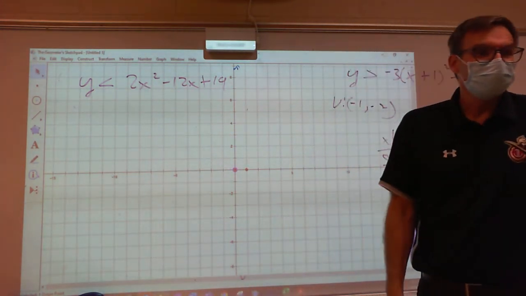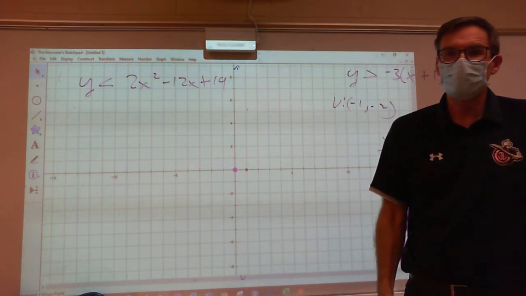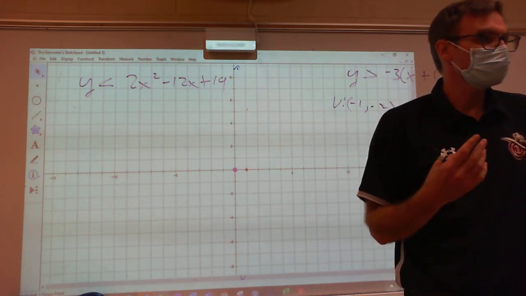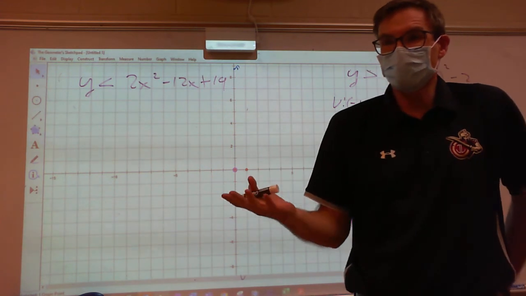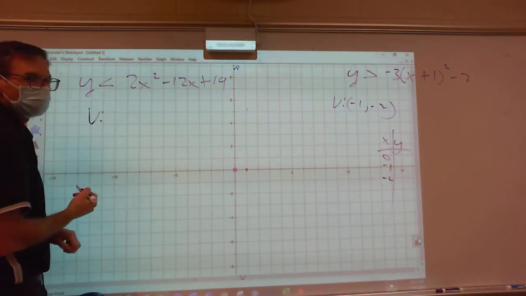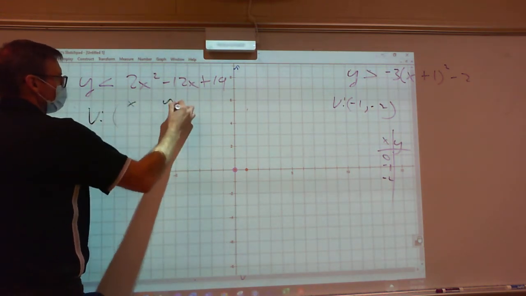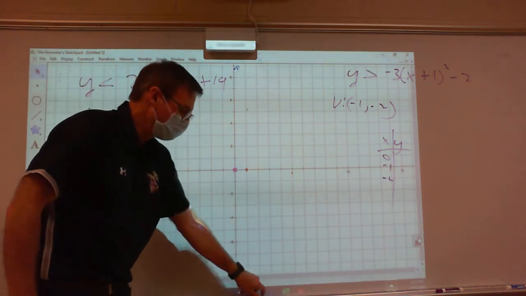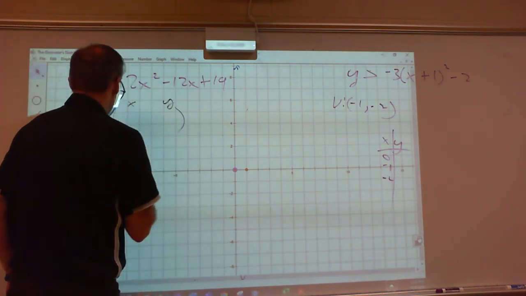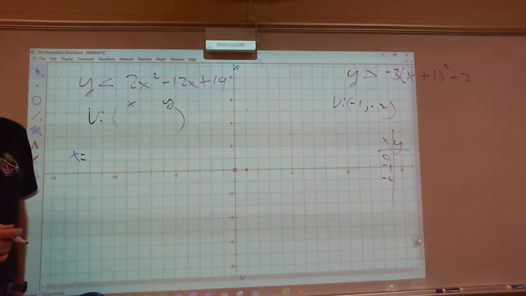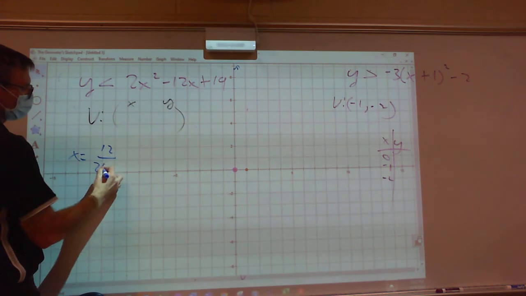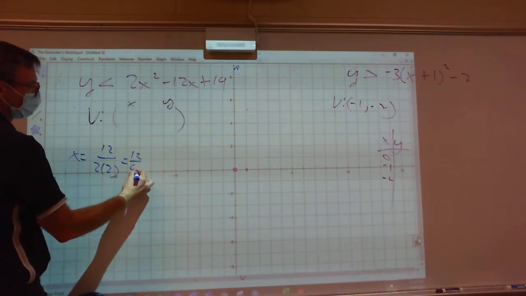So I have to graph it. How do I go about graphing it? What do you need to find first? The vertex. Right? Anytime you're graphing a parabola, what we have to find is the vertex. My vertex has an x part, my vertex has a y part. So to find our x part, what was that thing? Negative b over 2a. So negative b over 2a is going to be the opposite of that, which is 12 over 2 times 2. So it'll give me 12 over 4, which gives me 3.